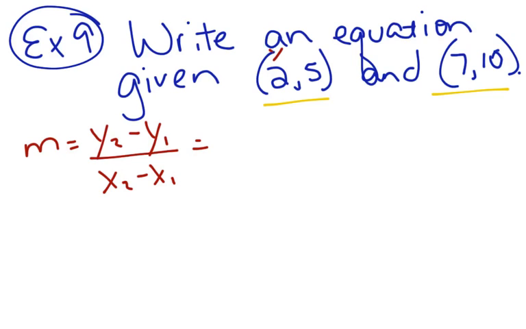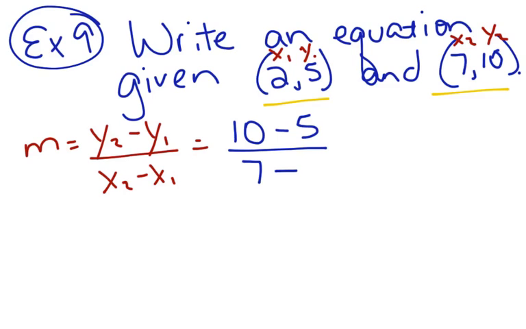First, let's label these x1, y1, x2, y2. So, y2 is 10 minus y1 is 5. x2 is 7 minus x1 is 2. 10 minus 5 is 5. 7 minus 2 is 5. And that gives me a beautiful slope of 1. Now, I have my slope.